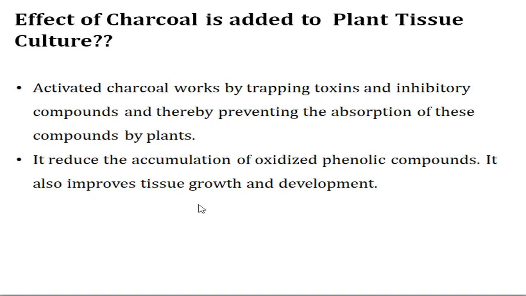So next question is regarding what is the effect of charcoal? Why is charcoal added to plant tissue culture? Generally they add activated charcoal, which traps toxins and inhibitory components. By adding charcoal to your plant tissue culture media, it prevents the absorption of these toxic compounds by the plant. The next important toxic inhibitory compounds produced in plant tissue culture are generally phenolic compounds. So adding this activated charcoal reduces the accumulation of oxidized phenolic compounds.